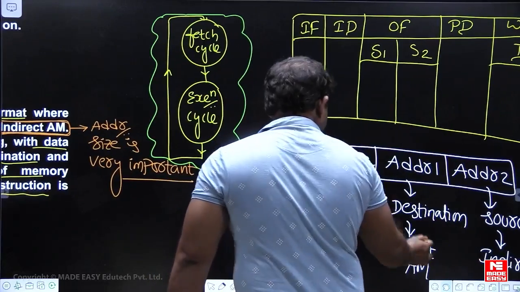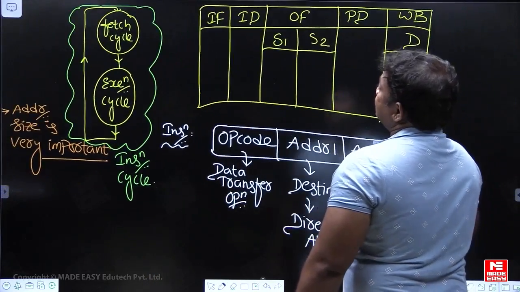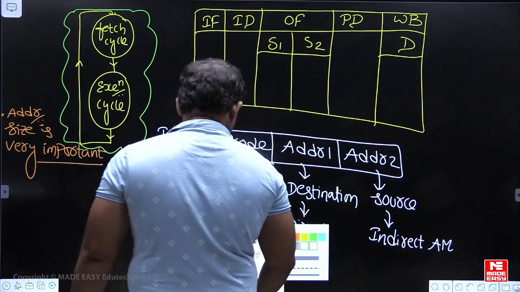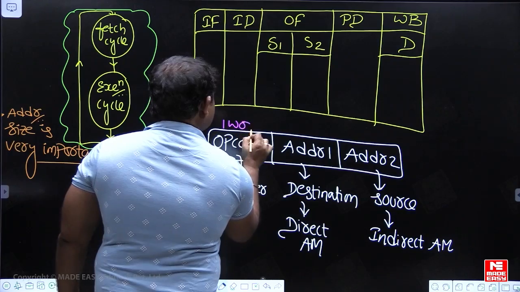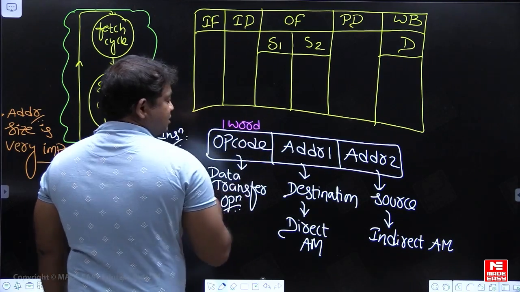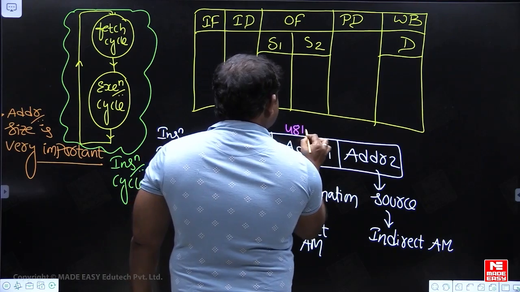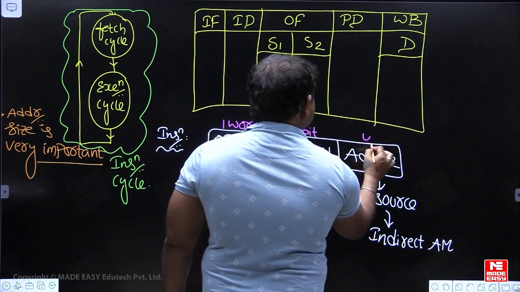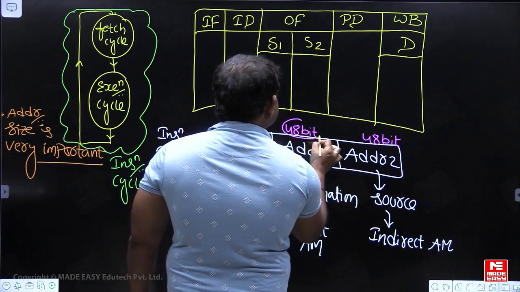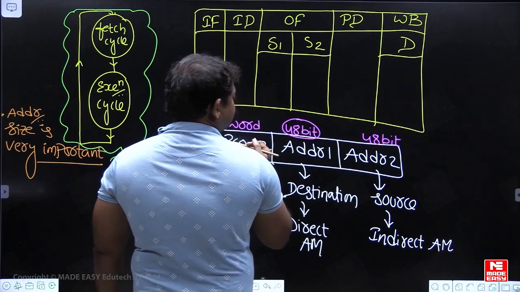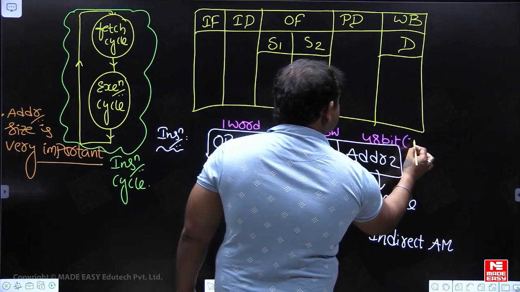According to this question, the opcode size they given, see this, 1 word opcode. Question clearly mentioned this. Then address size is 48 bit. Very good. So 48 bit means, according to the CPU, 16 bit CPU, this is 3 words and this is also 3 words.